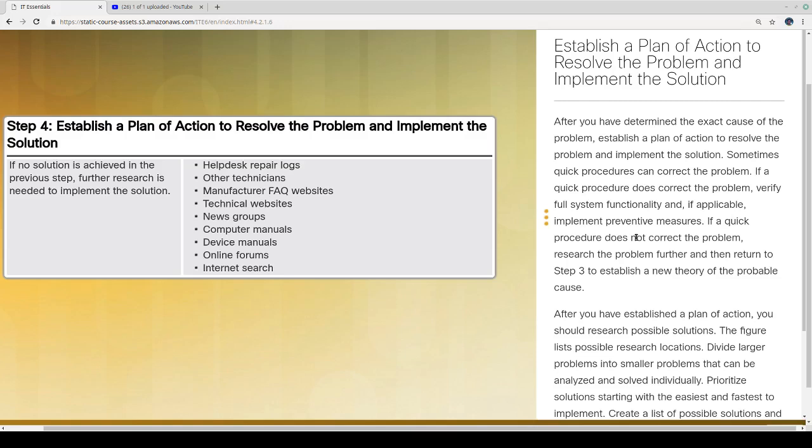If a quick procedure does not correct the problem, research the problem further and then return to step 3 to establish a new theory of the probable cause. So let's say you decided that it was the power cord. You plugged the power cord in, it still wasn't turning on. Oh, we have a problem, right?